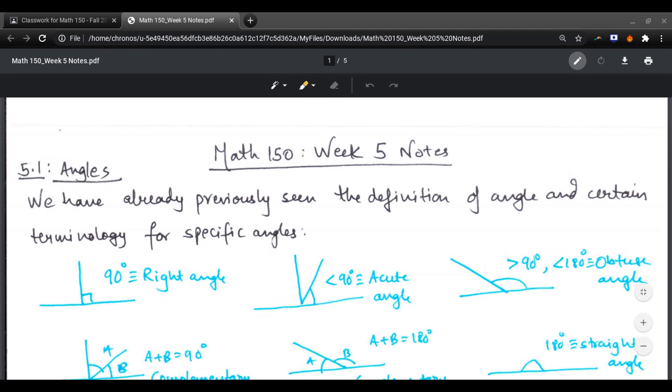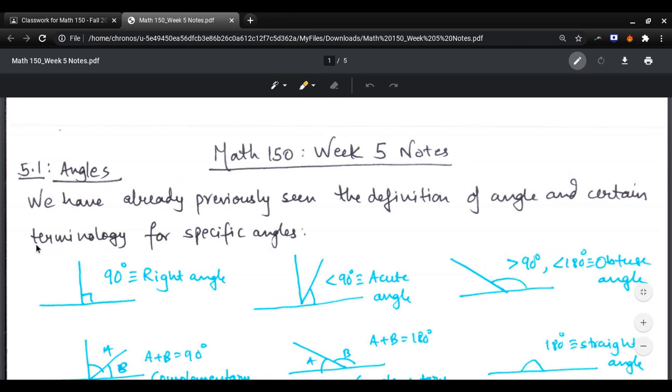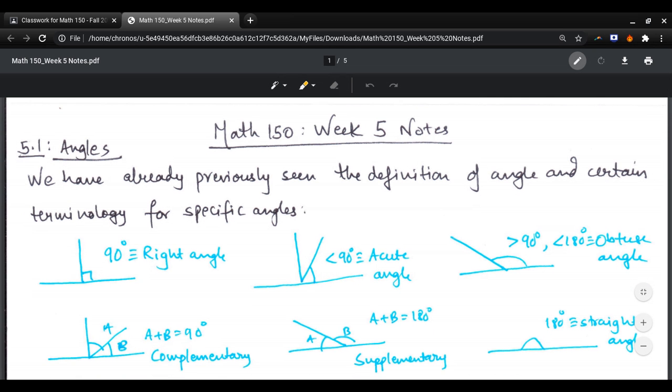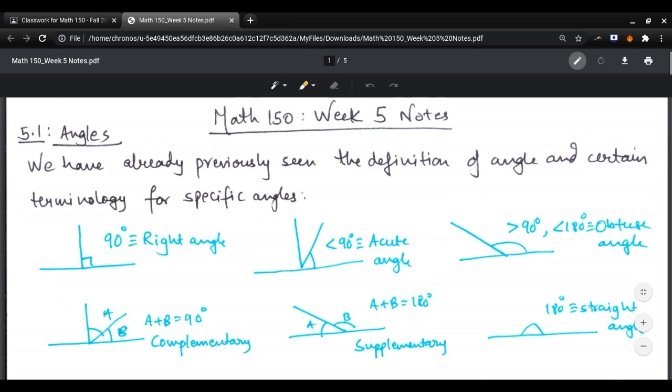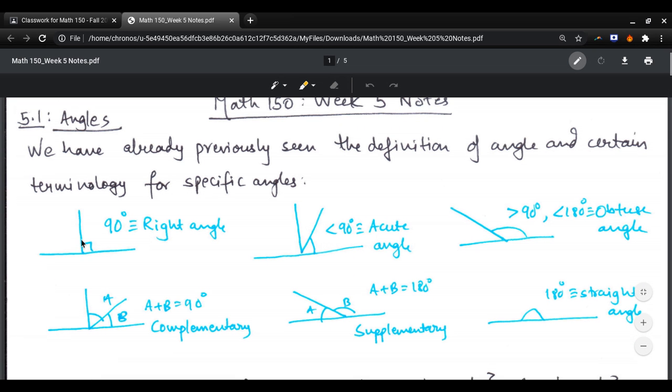Hi everyone. We're going to continue with our geometry terms that we started off previous week. We've seen the definition of angle and certain terminologies for specific angle. For example, when it is vertical, it is 90 degrees, and we also call it a right angle. If something is less than 90 degrees, we call it an acute angle. If it's greater than 90 but less than 180, we call it an obtuse angle.